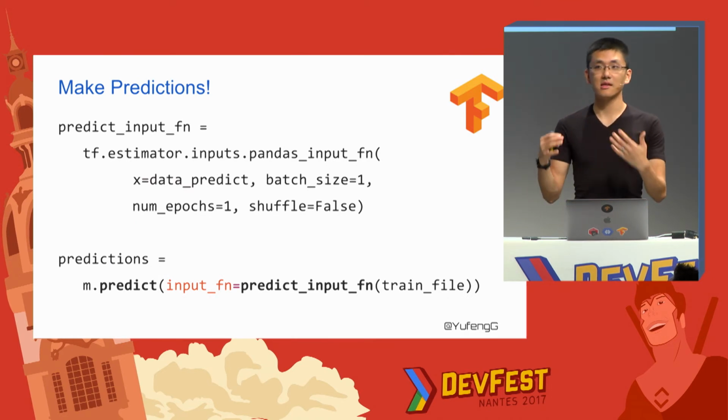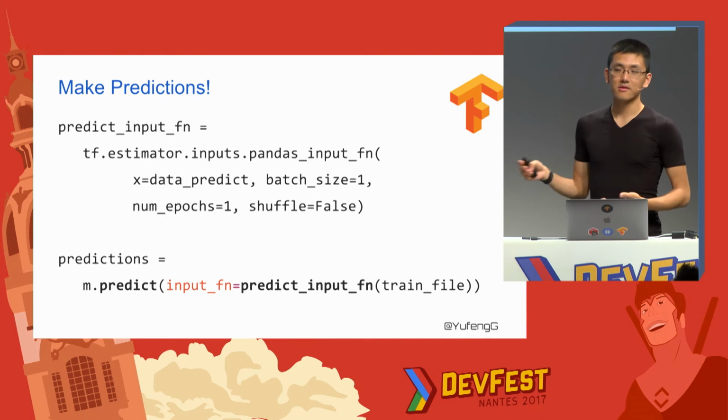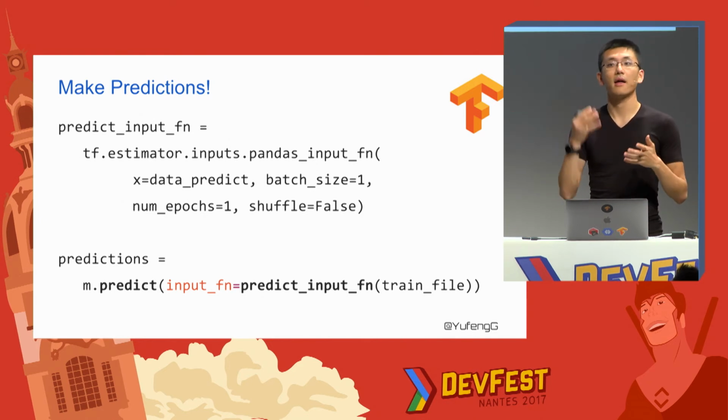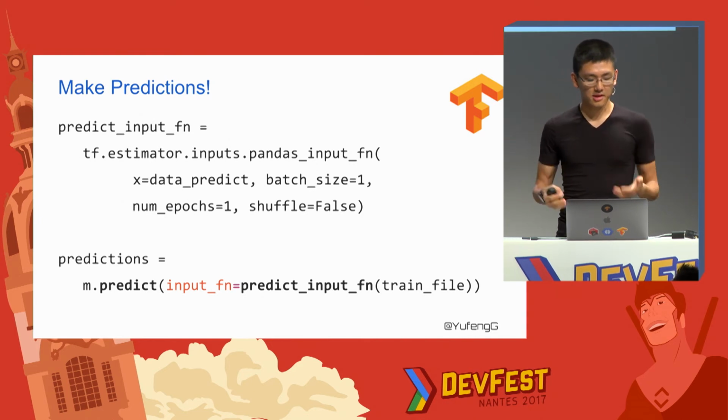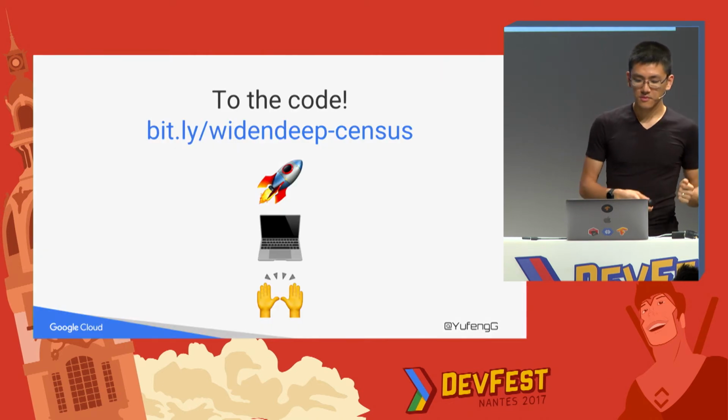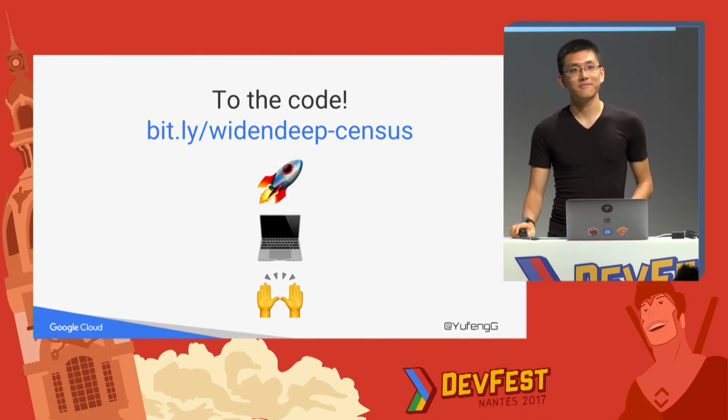And if we're making predictions, it's kind of the same thing. We pass in an input function and make some predictions. So the input function here will just return 1 value at a time, and we run the predictions against that. Okay, enough slides. Back to the code.